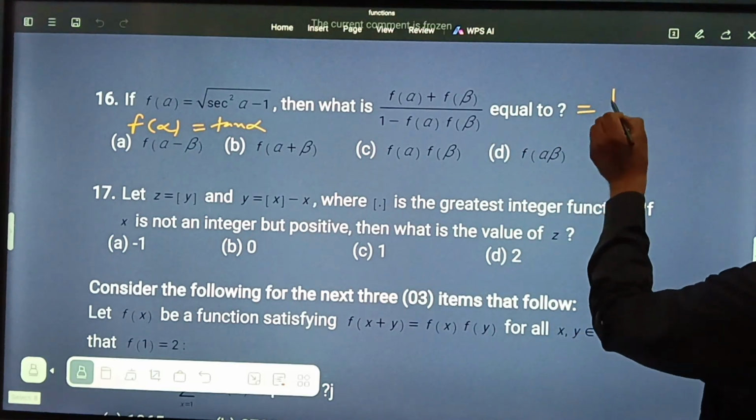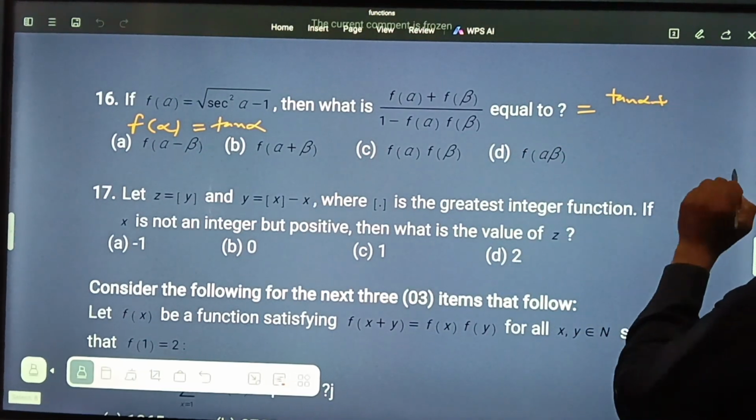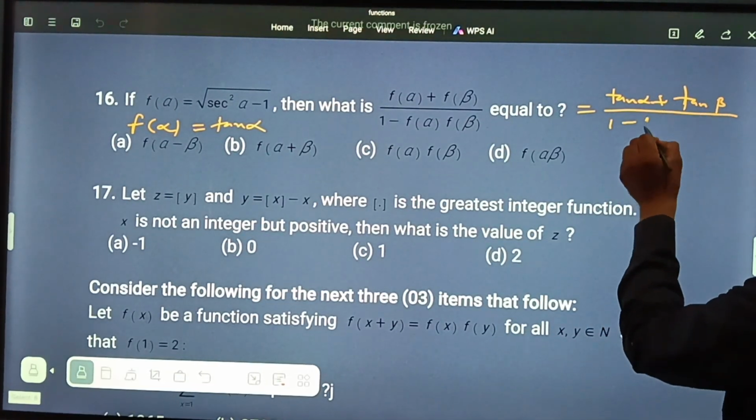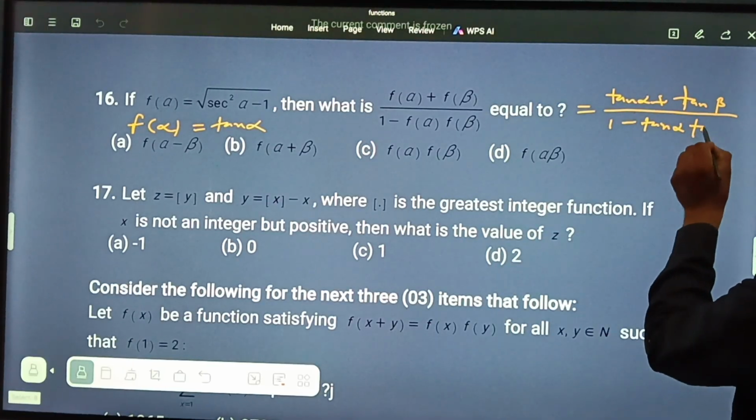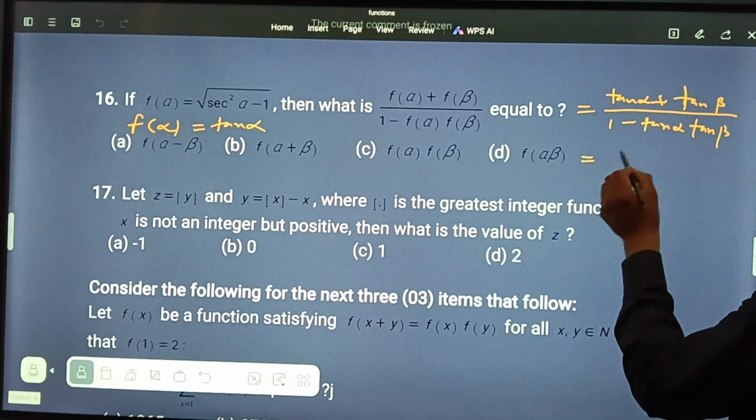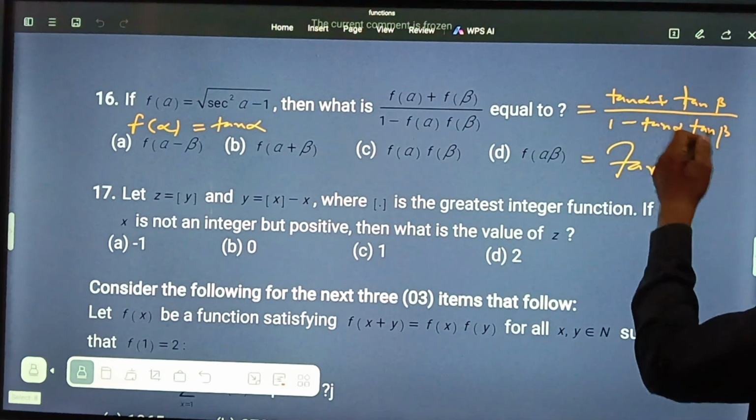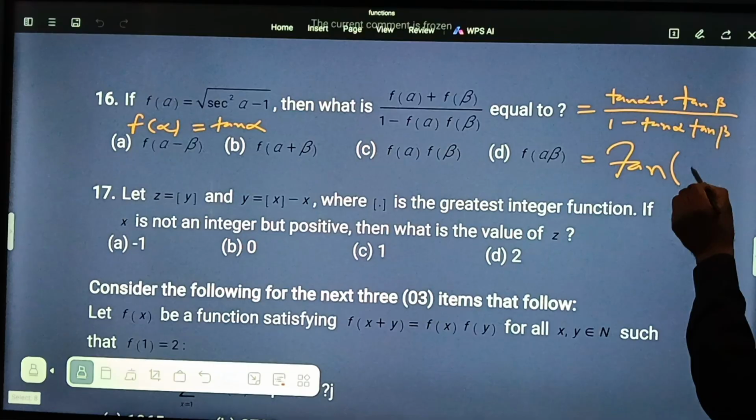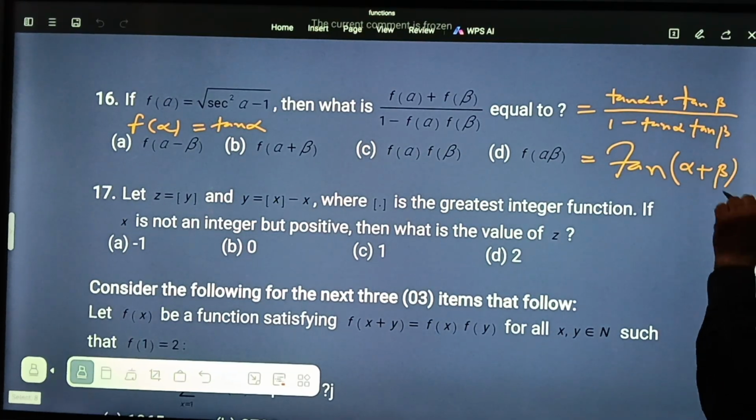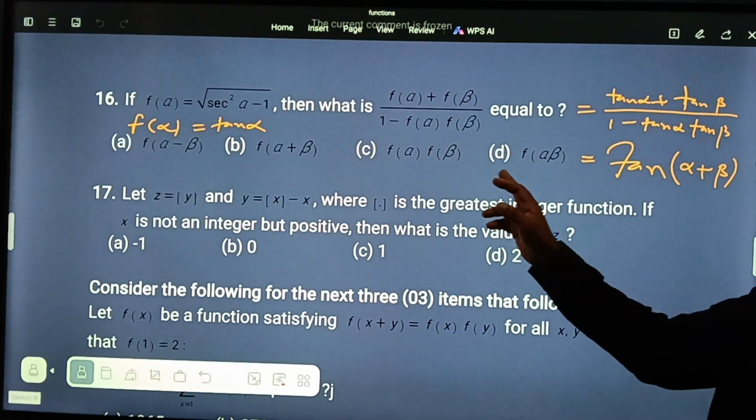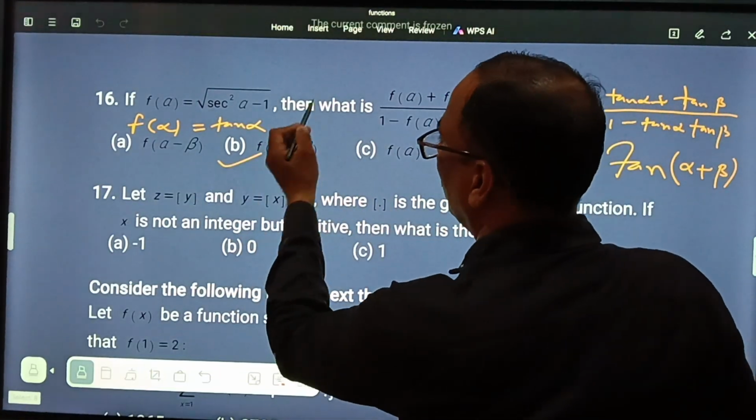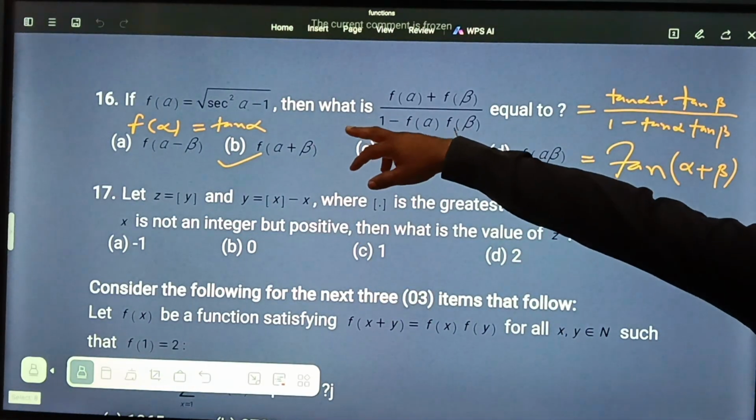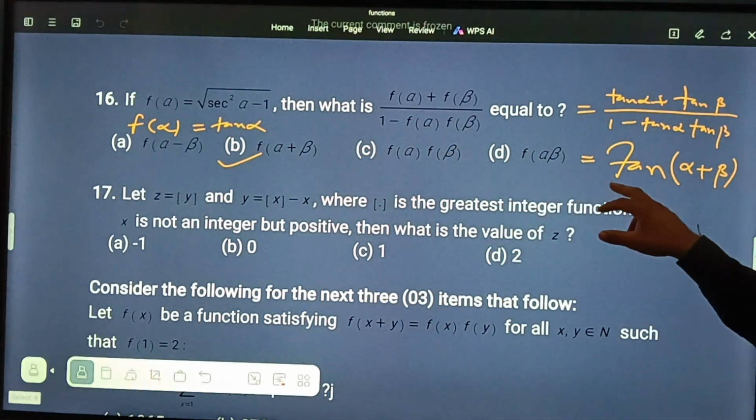This is equal to, first one is tan alpha, next one is tan beta, divided by 1 minus tan alpha tan beta. So the sum is what? This is tan a plus tan b divided by 1 minus tan a tan b. So it can be expressed as tan of a plus b. Hence the correct option is f of alpha plus beta, because f of alpha plus beta is tan of alpha plus beta, which we get.